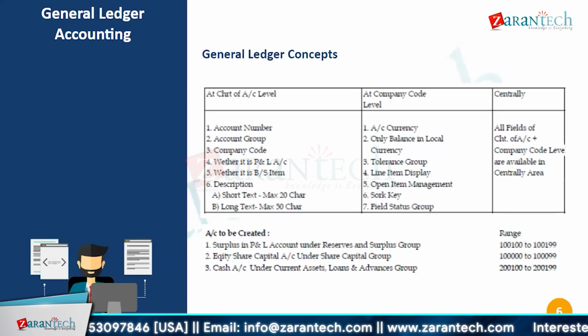A field status group also tells you what kind of layout the screen will throw up when you enter the general ledger master. Will the screen for a balance sheet GL be the same as the screen for a profit and loss GL? For example, it can be the same, or you can have it different.